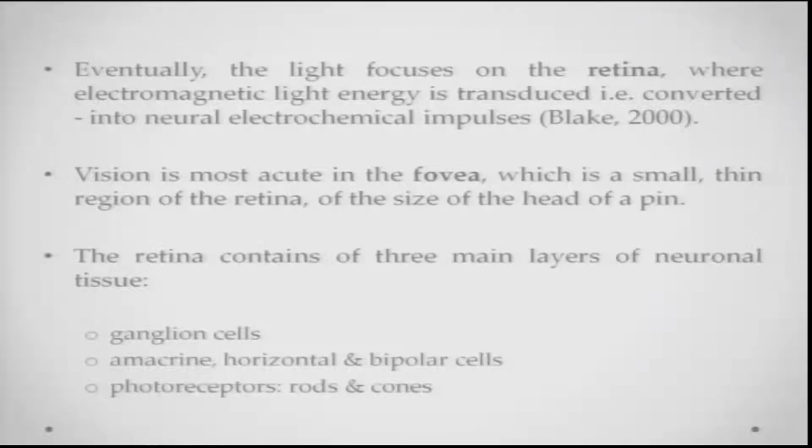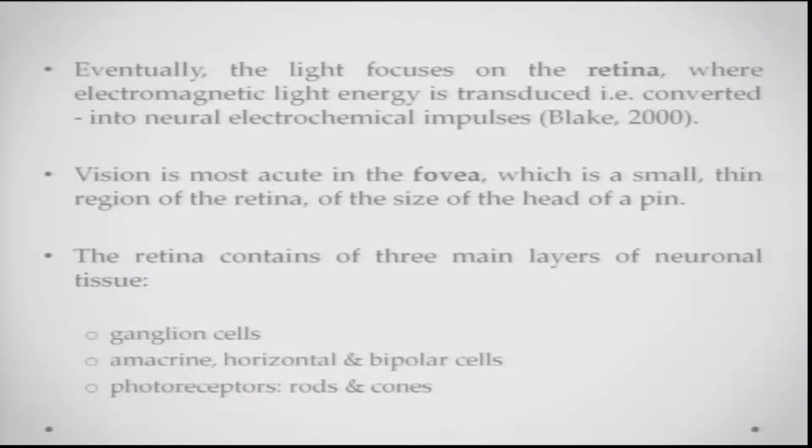So the light then focuses on what is called the retina. You might again refer to the figure. At the back there is this retina. Retina is basically where the electromagnetic energy, that is light, is transduced, that is converted into neural electrochemical impulses.